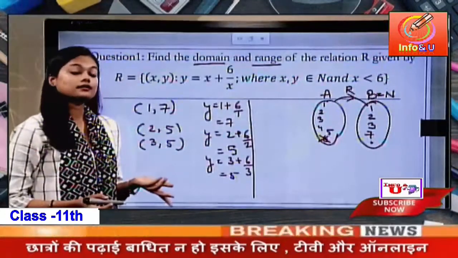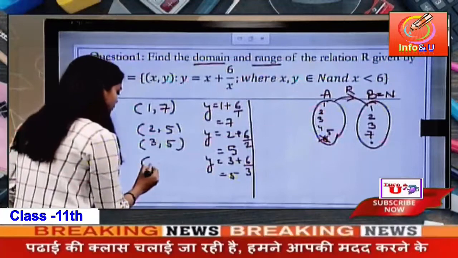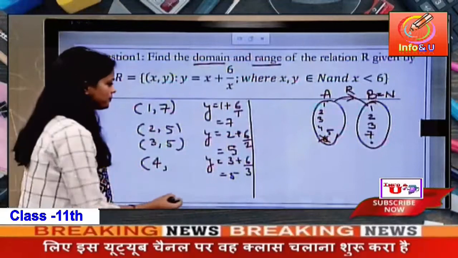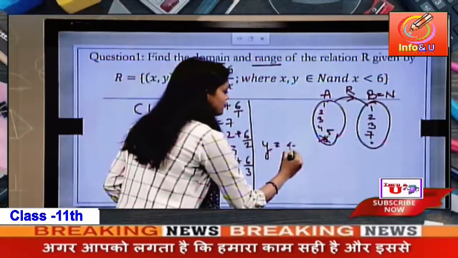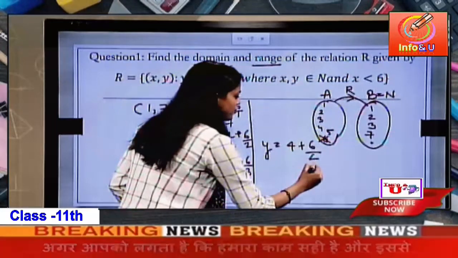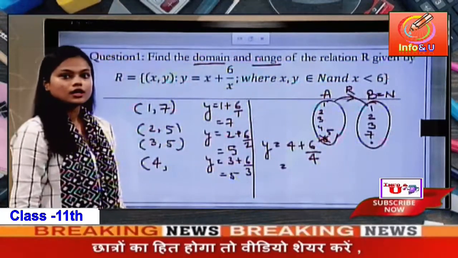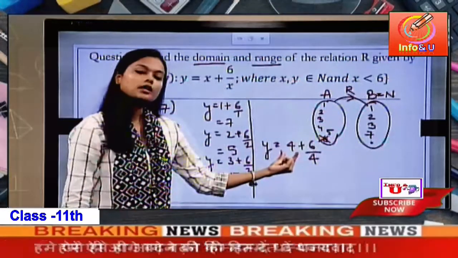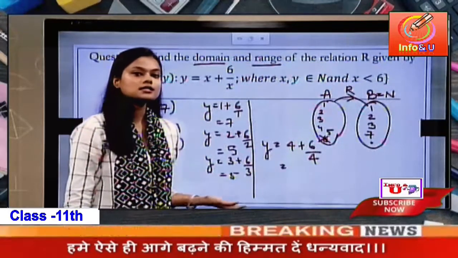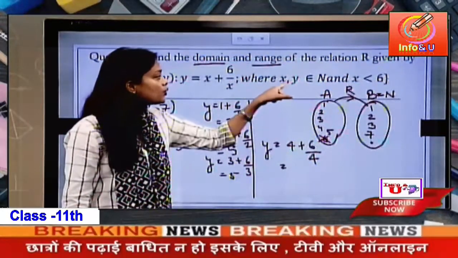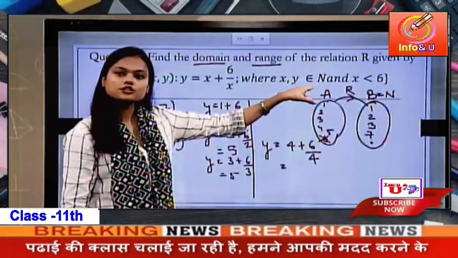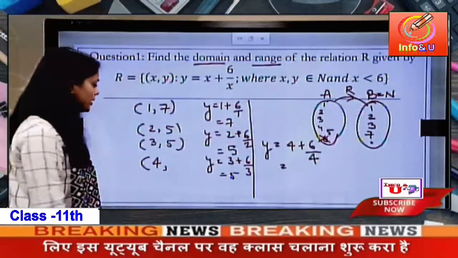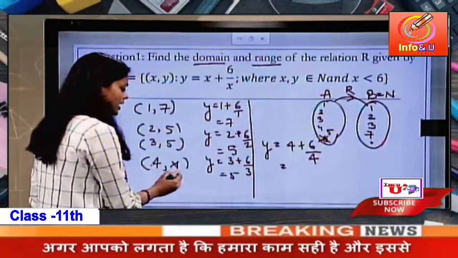Now let us take the next element, which is 4, and let us see whether it has an image in the codomain or not. Y is equal to 4 plus 6 by 4. You can see that Y is not coming out to be a natural number. It is coming in fractions. And we know Y is always a natural number. So 4 will not have an image. So 4 is not related to any of the elements.